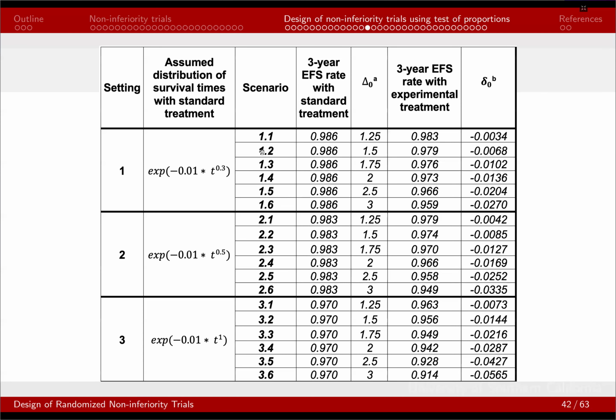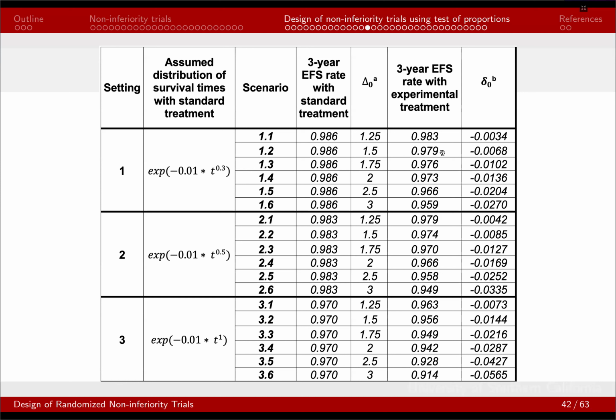Let's look at the 1.2 scenario as an example. This is a low event rate setting. The 3-year EFS rate in the control arm is 98.6%. If we use 1.5 as the hazard ratio margin, then we calculate the 3-year EFS rate in the experimental arm at the null hypothesis.